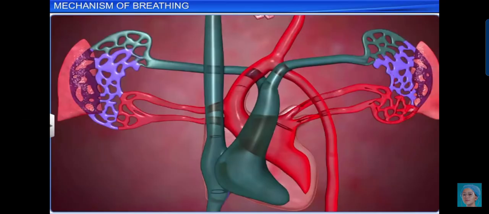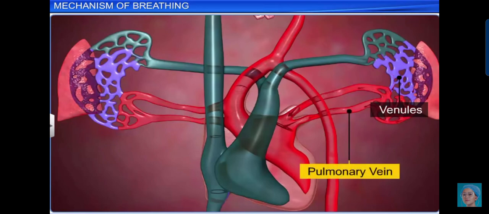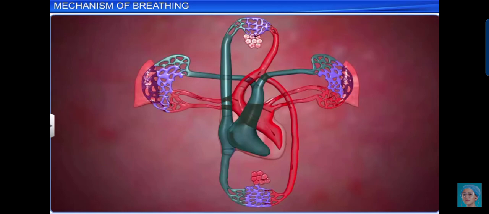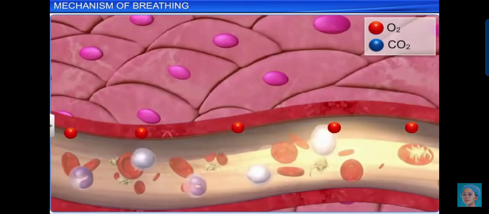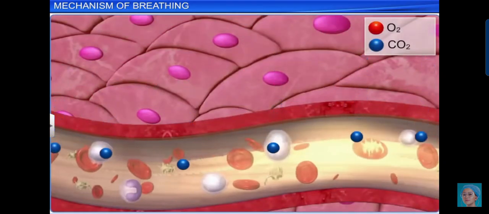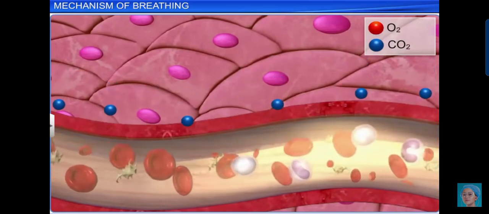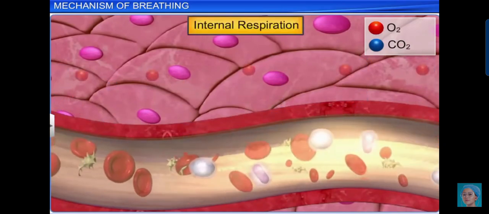This blood then flows out of the alveolar capillaries through venules and back to the heart via the pulmonary veins. Heart pumps this oxygen-rich blood to different tissues. Hemoglobin in the blood transports the oxygen. The diffusion of gases between the blood and the tissues is called internal respiration.